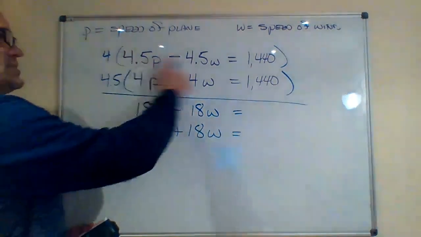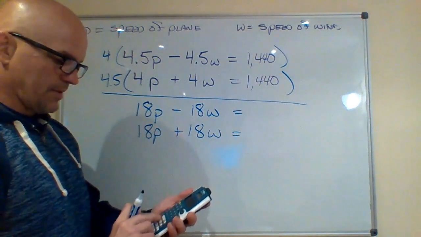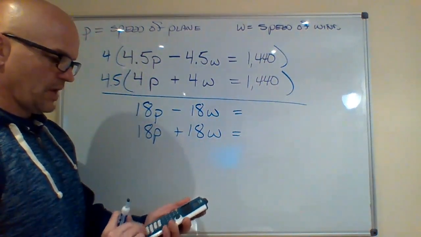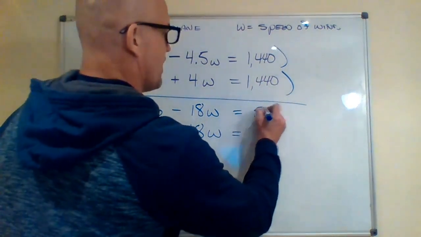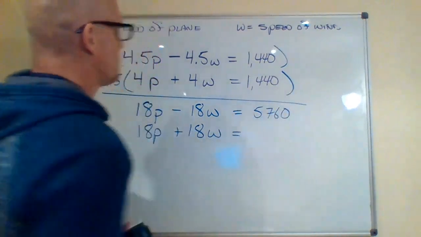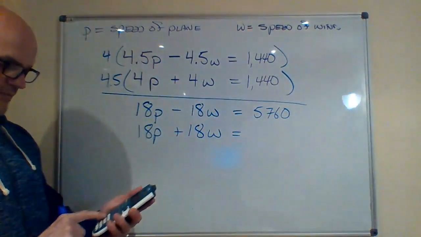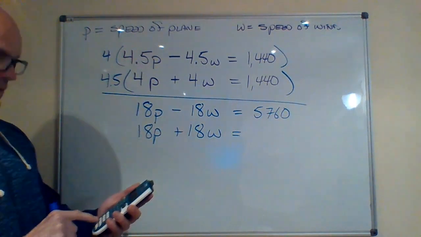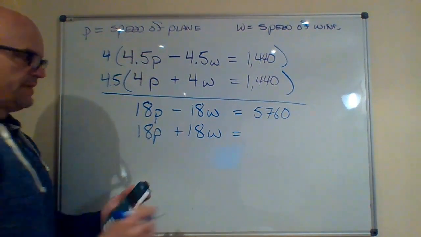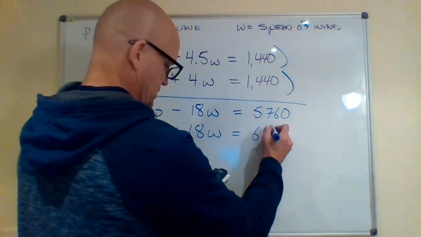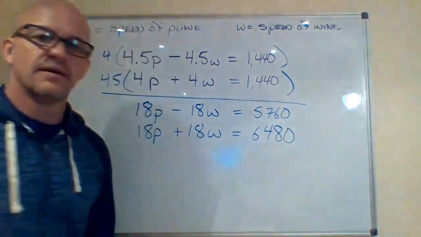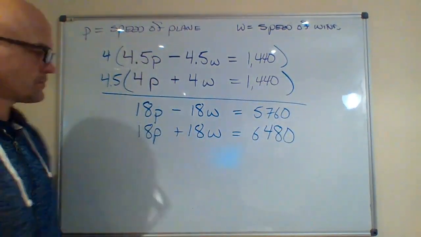The thing that changes is the resultant. Up here, I'm going to take 4 times 1440. I'm going to get 5,760. On the bottom one, I'm taking 4.5 times 1440. That's going to give me 6,480. I now can solve.